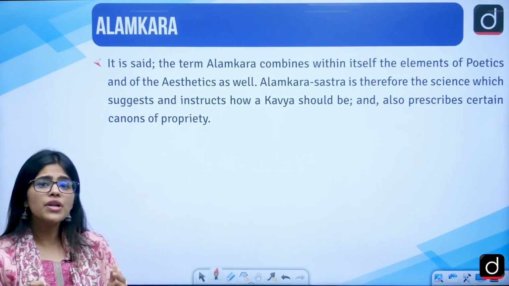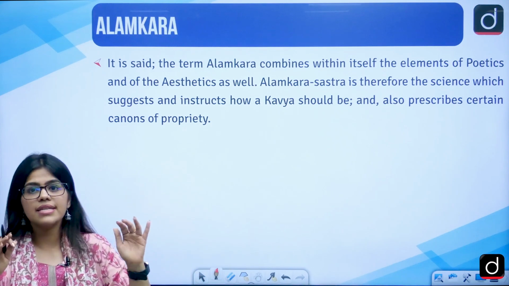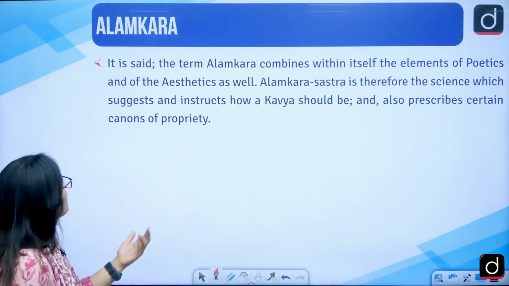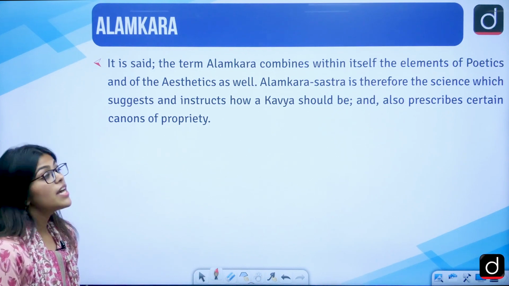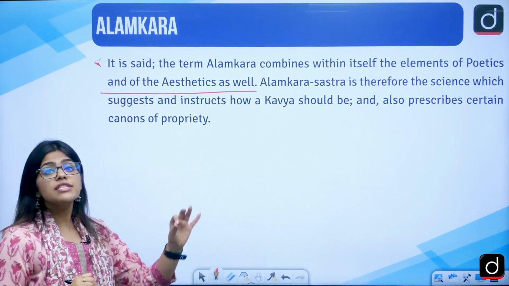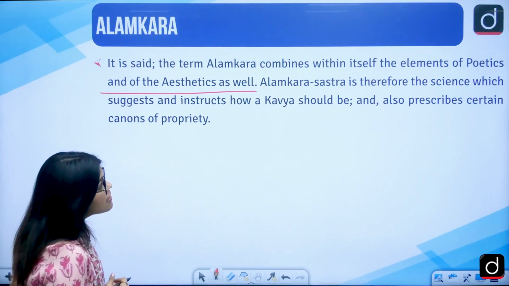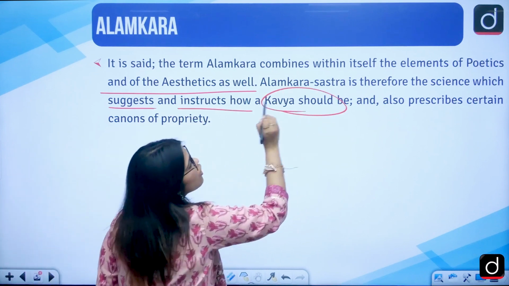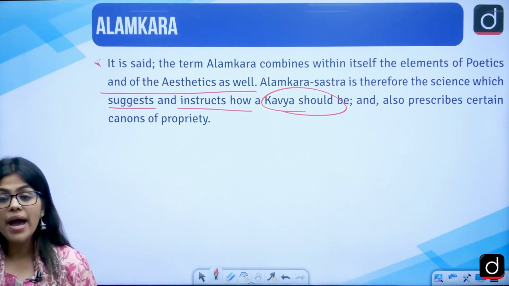You should not only use embellishments, but a good balance should be maintained, and only then can you say that the poetry is good poetry. It is said that the term Alamkara combines within itself the elements of poetics and of aesthetics as well. So there are elements of poetics, and yes, it should look beautiful as well. Alamkara Shastra is therefore the science which instructs how Kavya, how poetry, should be.